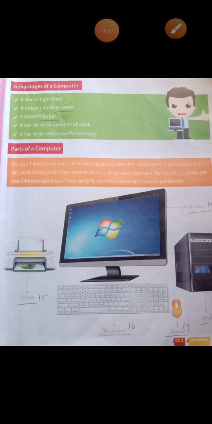Next page. Advantages. Now we have seen about the uses. Now we are going to see about the advantages. So advantages means what favors the computer gives us. That is the meaning of advantage. Okay. And then on this page, parts of a computer. First we are going to see advantages. After that, we will see the parts of a computer.